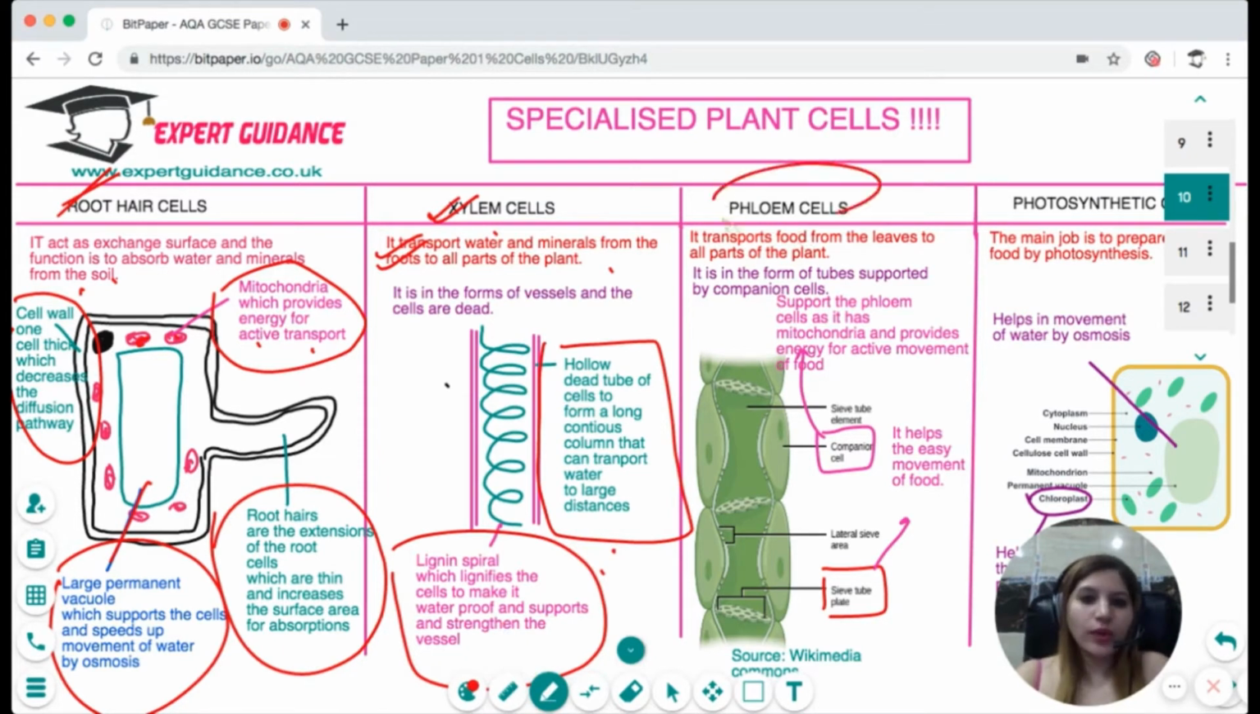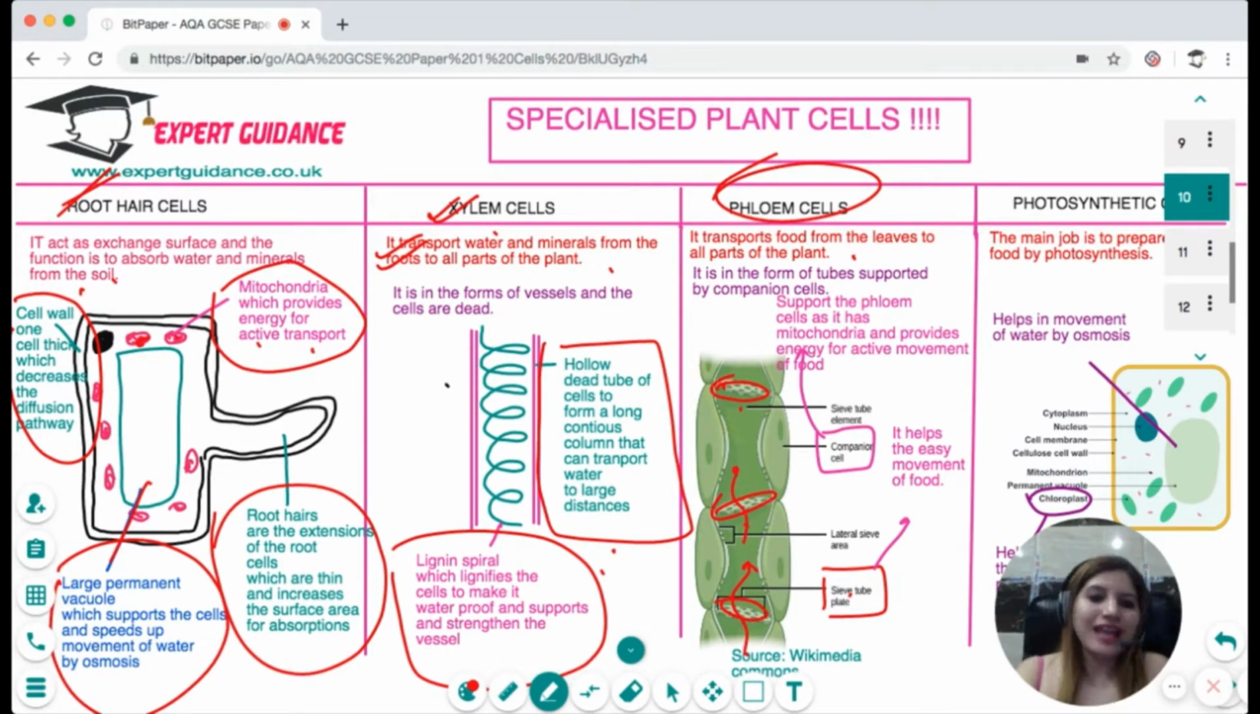The phloem cell is again a transporting tissue, but its function is to transport food from the leaf to all parts of the plant. Now, the phloem has lost the majority of its cell content so that it can have more room for the food. It is in the form of the sieve tube, and the cells at the end of the sieve tube are broken to form a sieve plate so that the food can easily percolate.